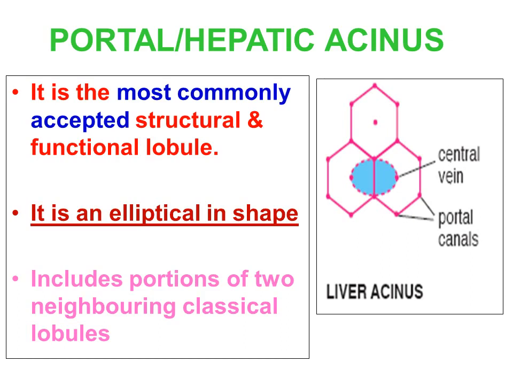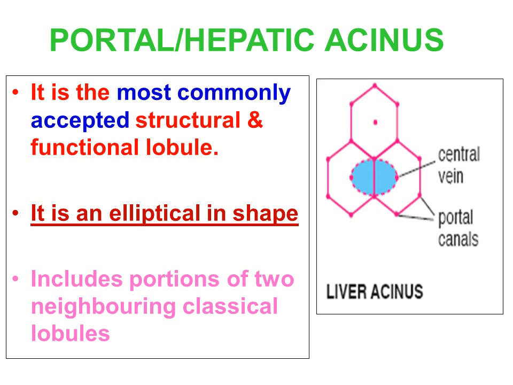Next is the portal acinus, or the hepatic acinus. It is the most commonly accepted structural and functional lobule. It is a diamond-shaped smaller unit of liver tissue which is supplied by one hepatic arteriole running along the line of junction of two hepatic lobules. The two central veins lie at the ends of each acinus.